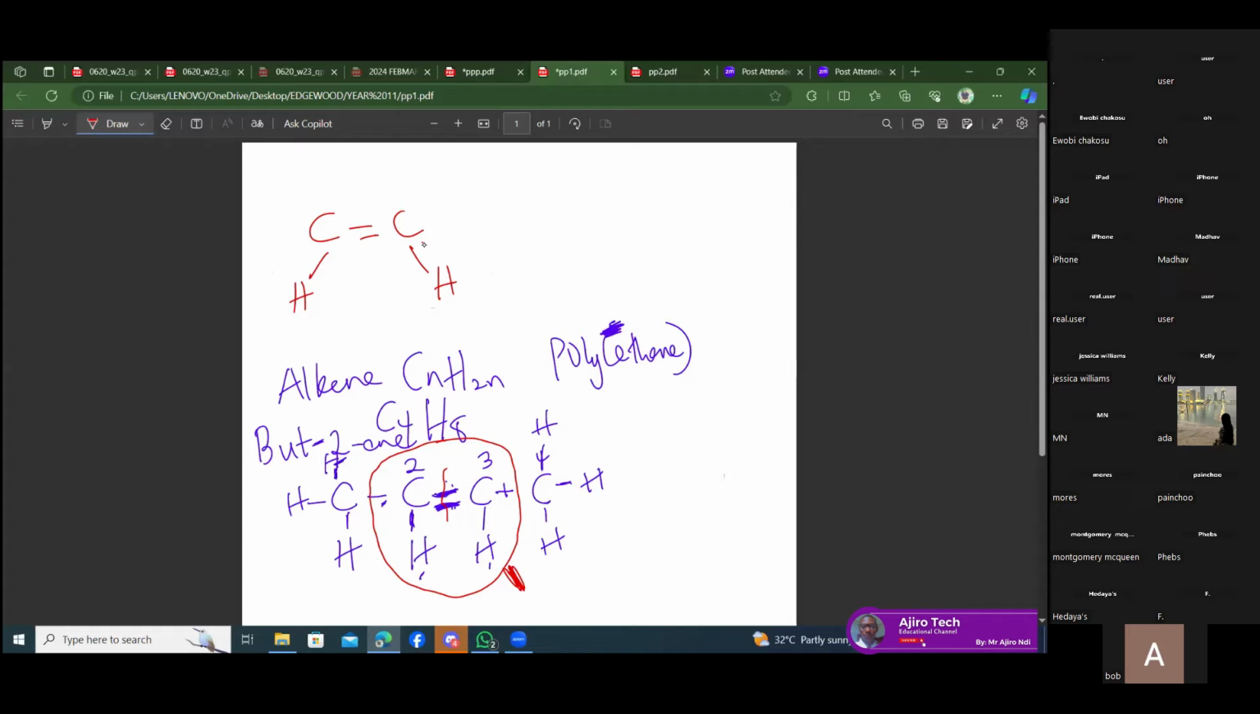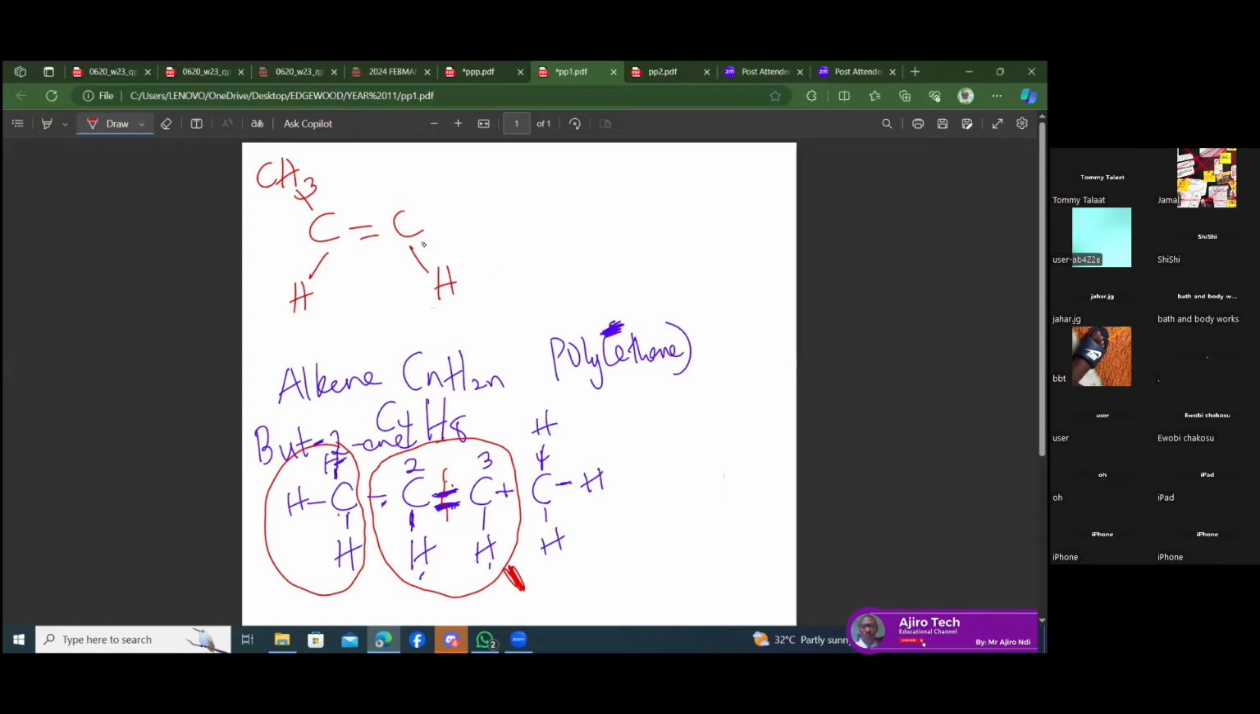Now I'm going to look at carbon 2 now. What was attached to carbon 2 on the left? All right. So if you look at what was attached to carbon 2 on the left, CH3. So CH3. So I'm going to go up here and write CH3.